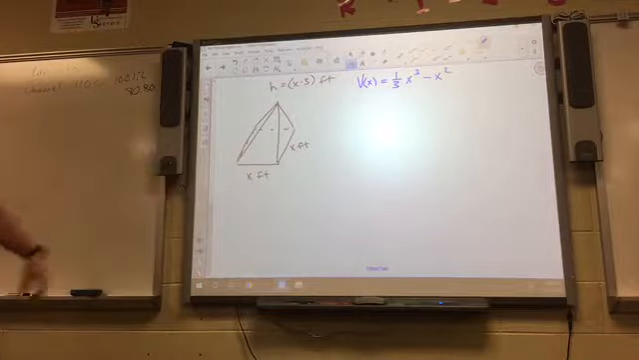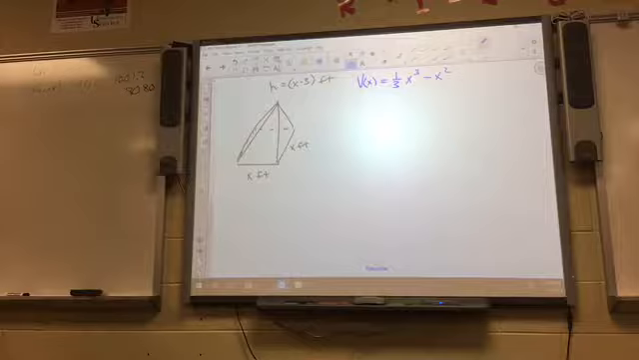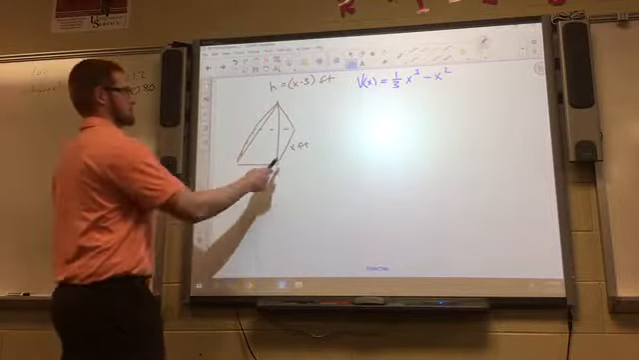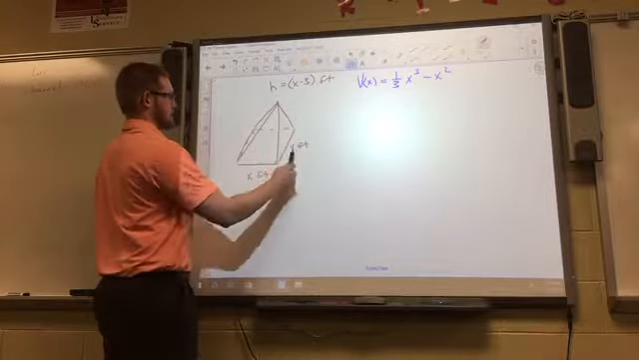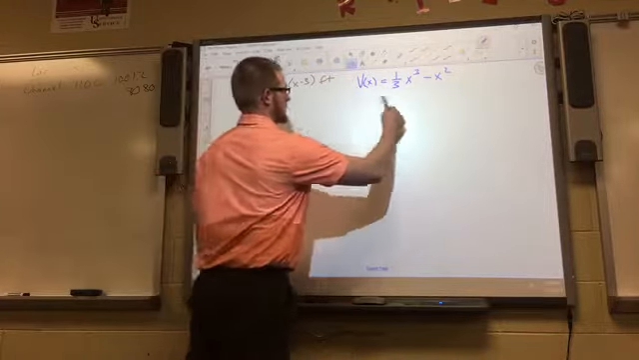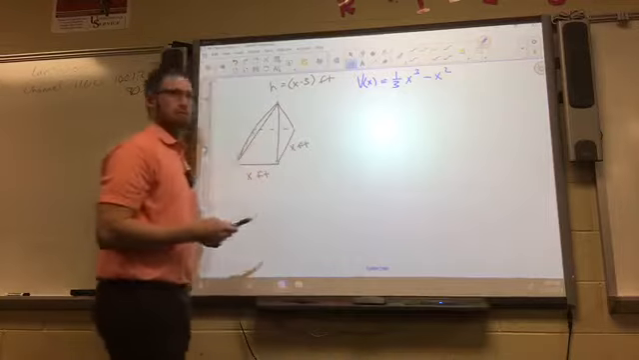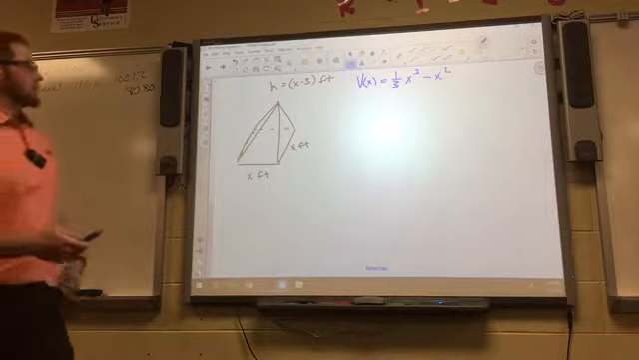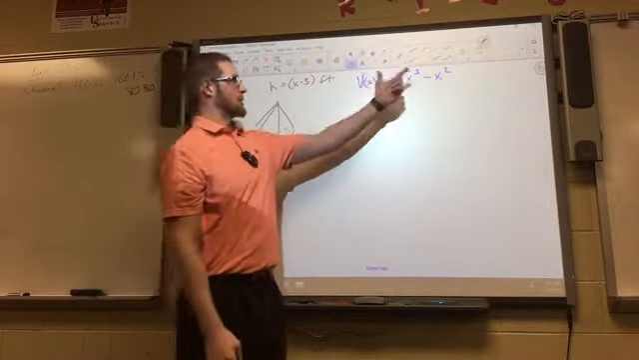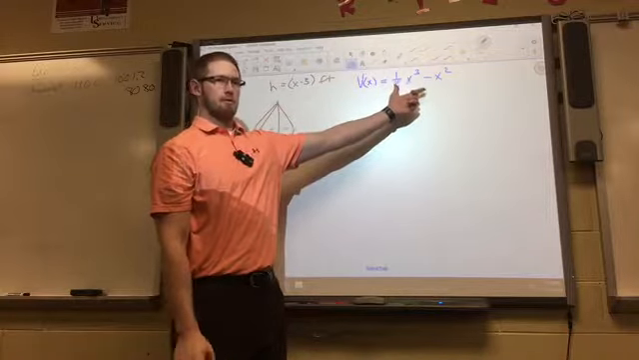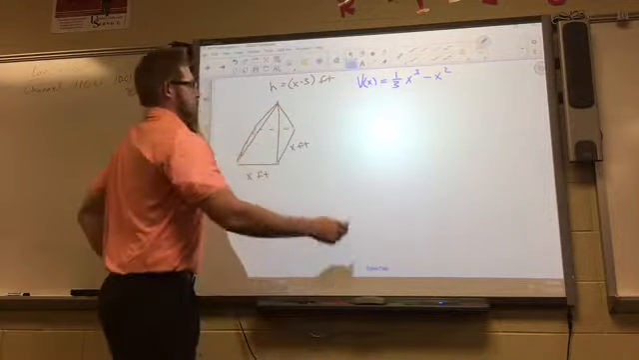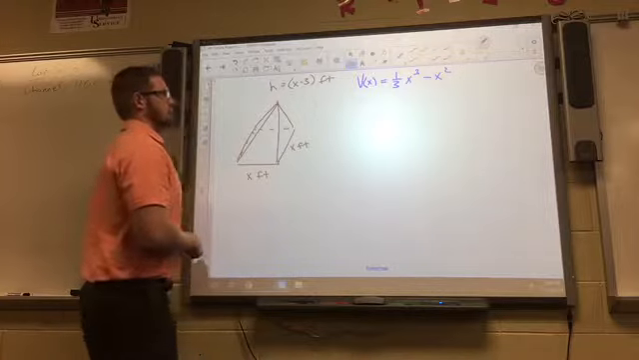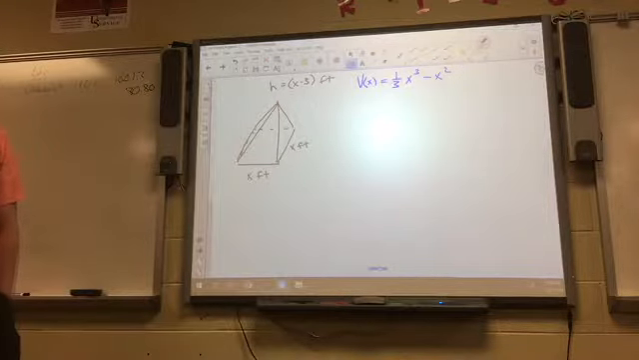I was looking at the volume of the cone. Okay, pyramid. Volume of a pyramid. They gave us the height, the base, the length. They gave us the equation for volume of the pyramid. If we knew what an x value was, we could plug it in here and we would come out with cubic feet.